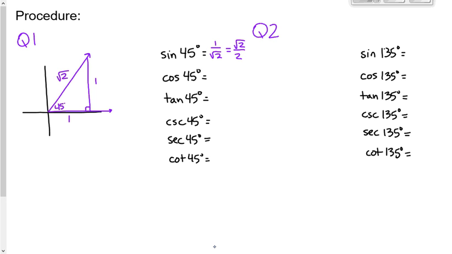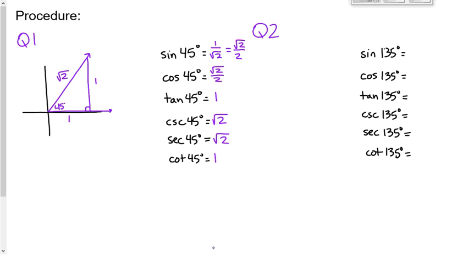The cosine would be adjacent over hypotenuse. That's also 1 over square root 2, so it's also square root 2 over 2. The tangent would be opposite over adjacent, and that's 1 over 1, so that's 1. Cosecant would be hypotenuse over opposite. Square root 2 over 1 is square root 2. Secant would be hypotenuse over adjacent. Square root 2 over 1 again is square root 2. And cotangent would be adjacent over opposite. 1 over 1 is 1. So you end up with a lot of repeated values when you're doing a 45-degree reference angle because you have the triangle that has the same side length twice.